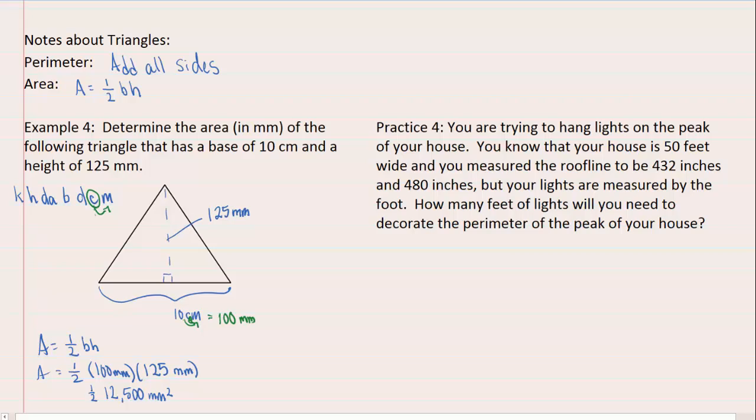And if I now take 1/2 of this value, 1/2 of 12,500 would be 6,250 millimeters squared, which would be the area of the triangle. Now try practice problem 4 on your own, remembering to push pause while you work out the problem.